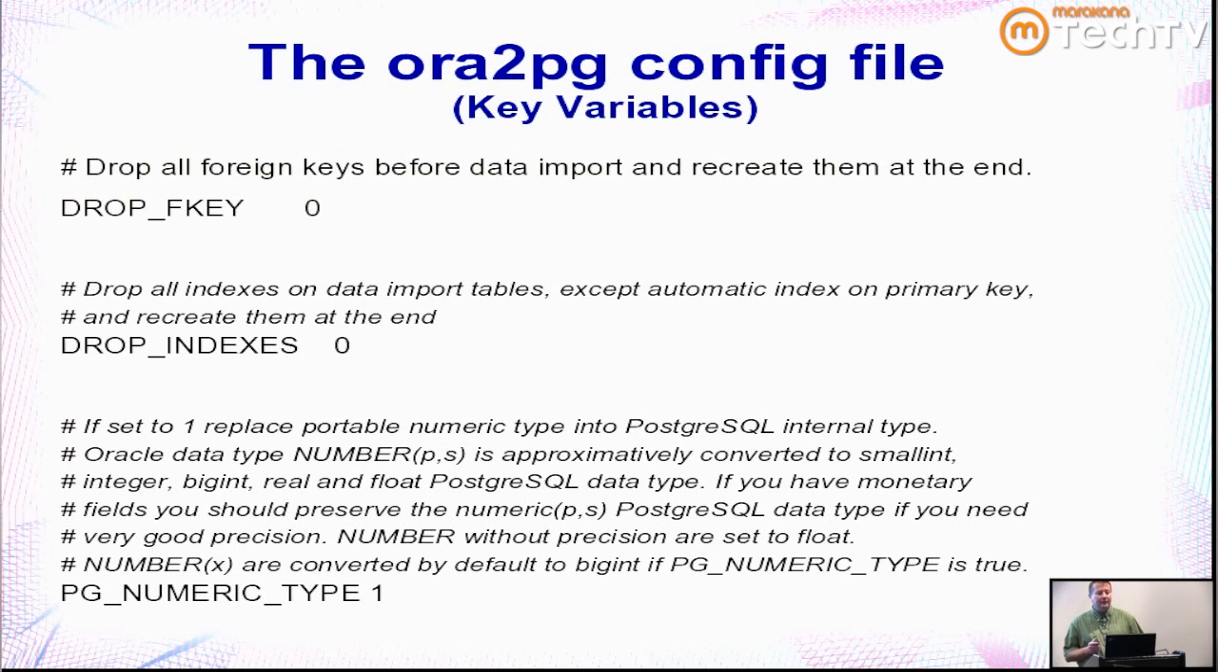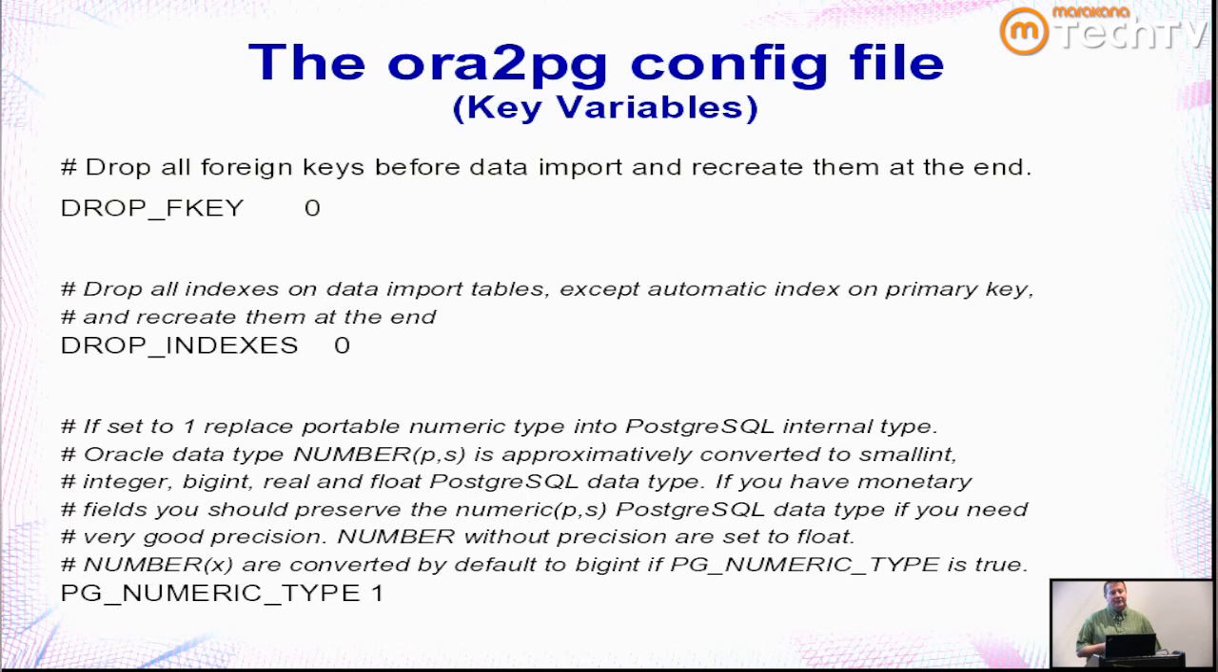There's a drop F key and a drop indexes parameter that says drop all the foreign keys before the data import starts, and then replace them after the import is done, and likewise for the indexes. Drop all the indexes when you're doing a copy or a data migration, and then replace them after it's finished, which are pretty powerful parameters, because of course we can get better performance by dropping all the constraints and indexes, shoving the data into the database, and then recreating all the indexes.